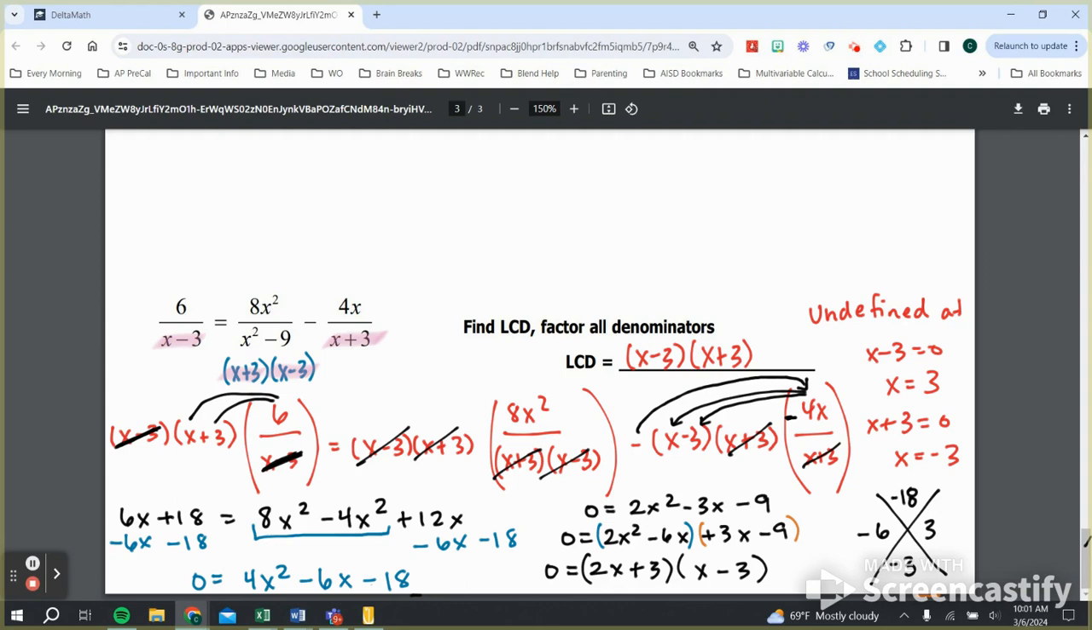So when I set each of my factors equal to 0, 2x plus 3 equal to 0, and x minus 3 equal to 0, we get a negative 3 halves and a positive 3. But as you can see, that's one of my undefineds. So this is not a possible solution. The only possible answer is negative 3 halves.